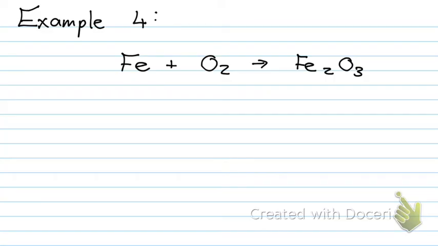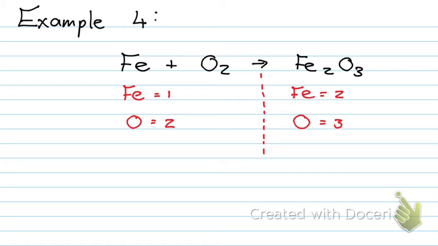Let's have a look at our last one. Now this one's a little bit more complicated, but nothing we can't handle. So we start by writing down our little line, and we start with oxygen and iron on the left. So iron we have 1, oxygen we have 2. On the right hand side we have 2 irons, look there, and we have 3 oxygens.